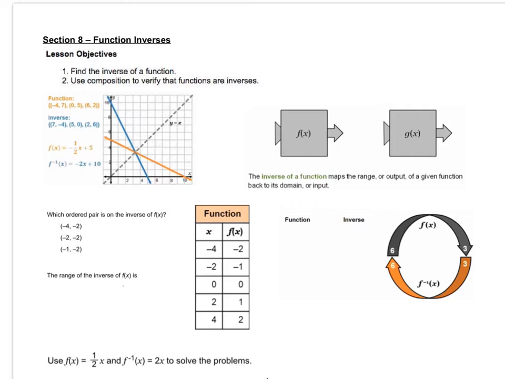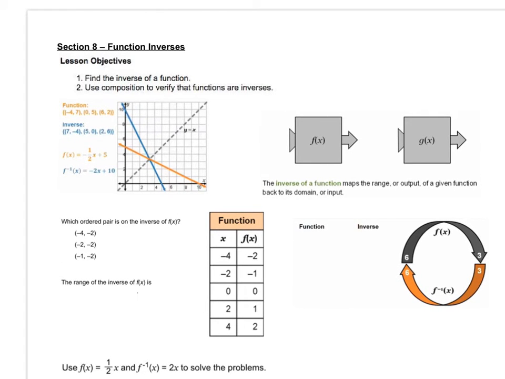Hello and welcome to Algebra 2 video. This is a video over section 8, which is called function inverses. Our objectives today are to find the inverse of a function and then to use composition to verify that functions are in fact inverses.